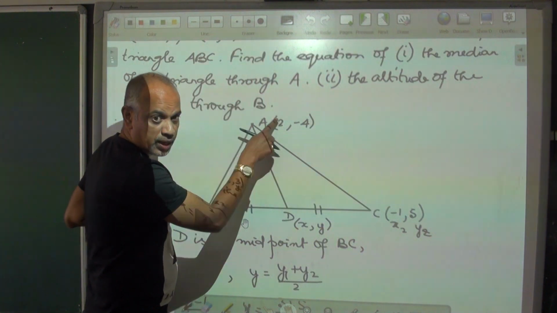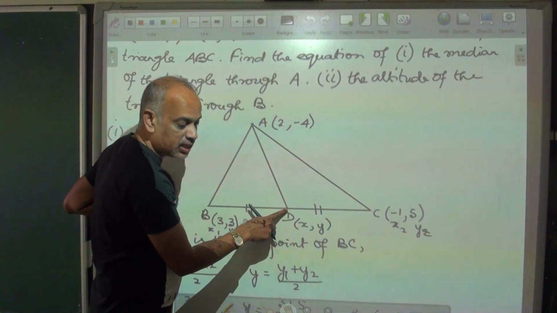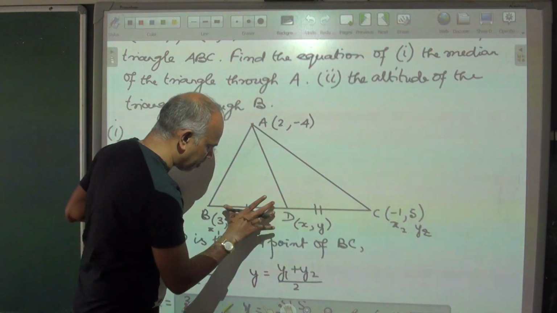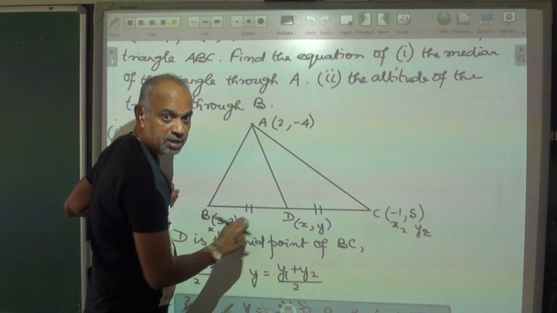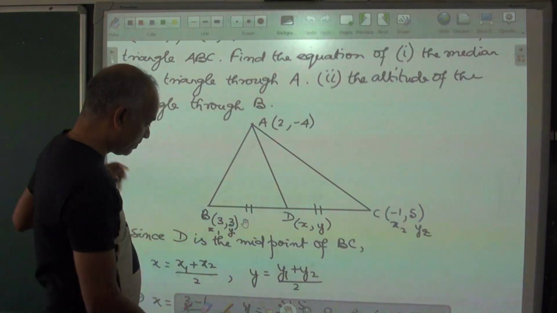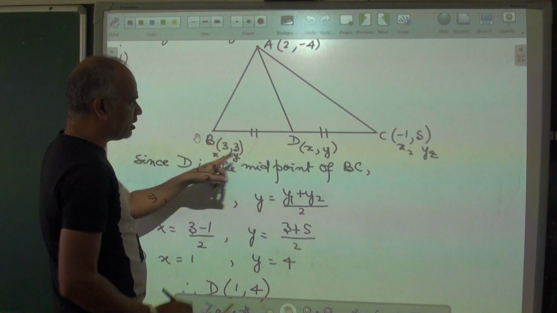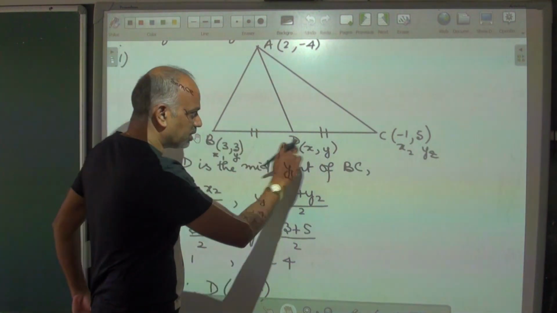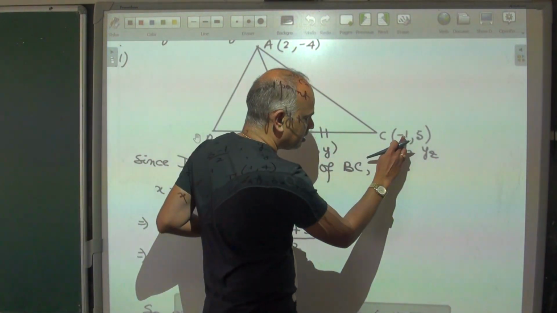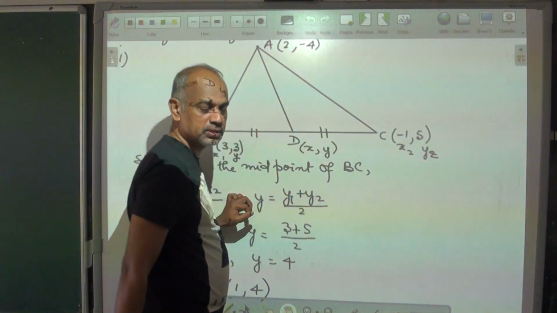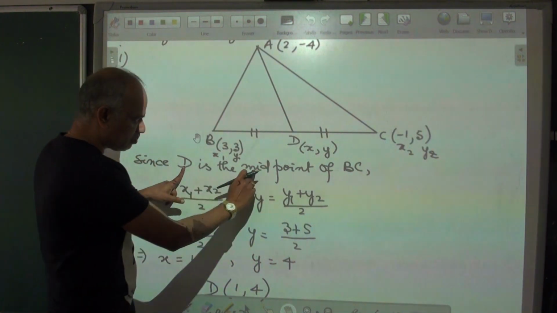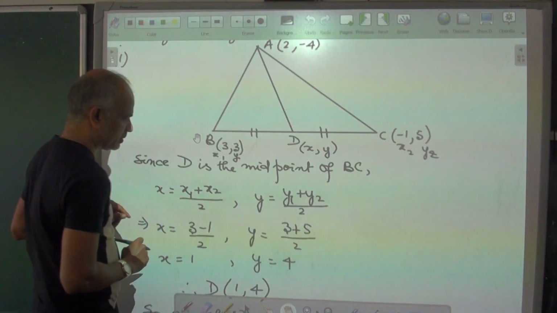It comes from A, you know A, and see whether you can find D. Because AD divides BC into two equal parts, D is the midpoint. Which means you can find D using the midpoint formula. So let's find D, the midpoint of BC. I have taken B as x1, y1 and C's coordinates as x2, y2, and put that in the midpoint formula.